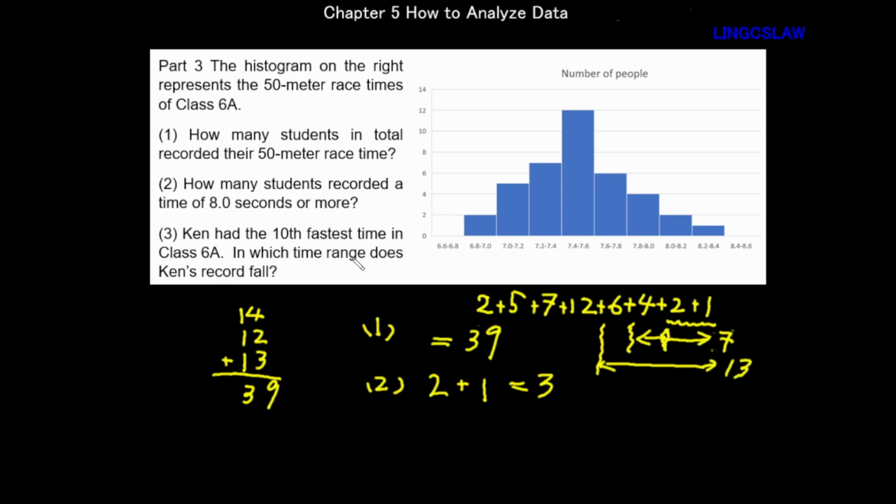So in which time range does Ken's record fall? Ken should be in here. So the answer is the time range of 7.6 to 7.8.